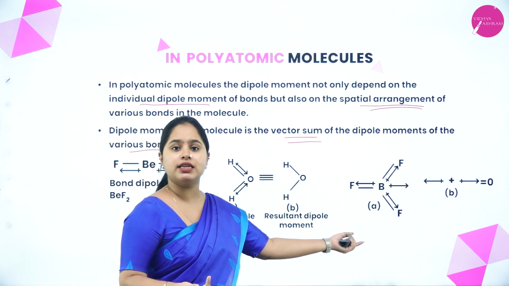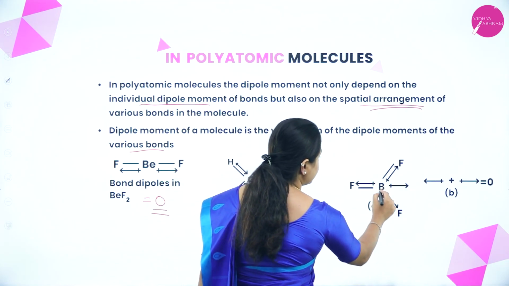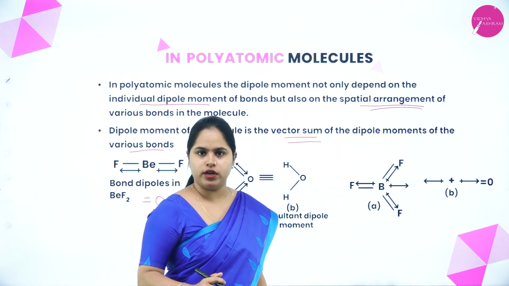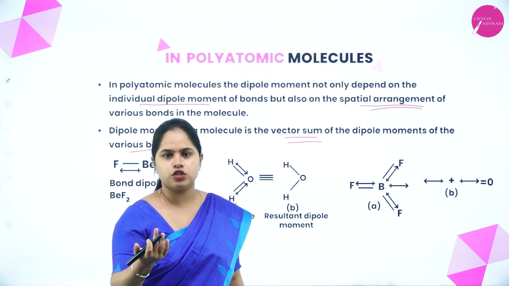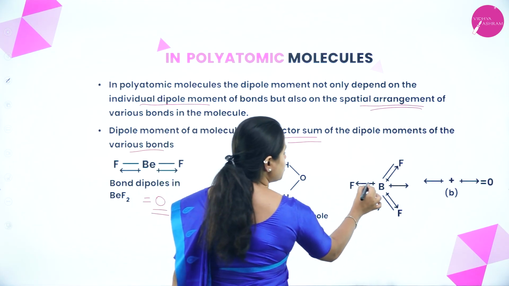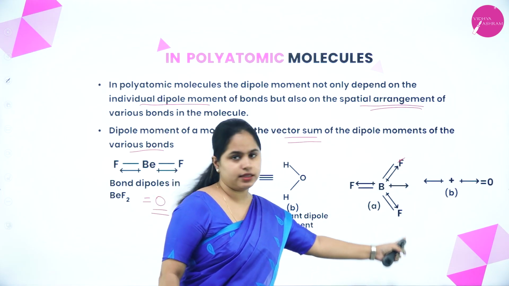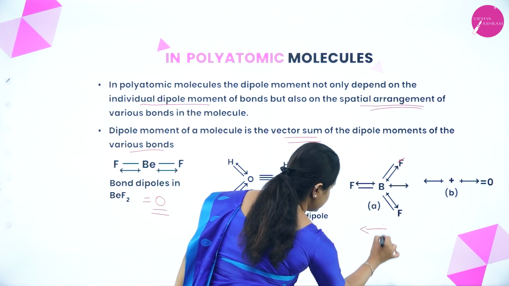Now moving on to the next example, that is BF3, right? In the case of boron, it is in the center and there are three fluorine atoms. As you can see, comparing boron and fluorine, fluorine is of course the more electronegative one. So one dipole moment in this direction, one in this direction and one in this direction. Right, so as you can see, the one is in this direction.